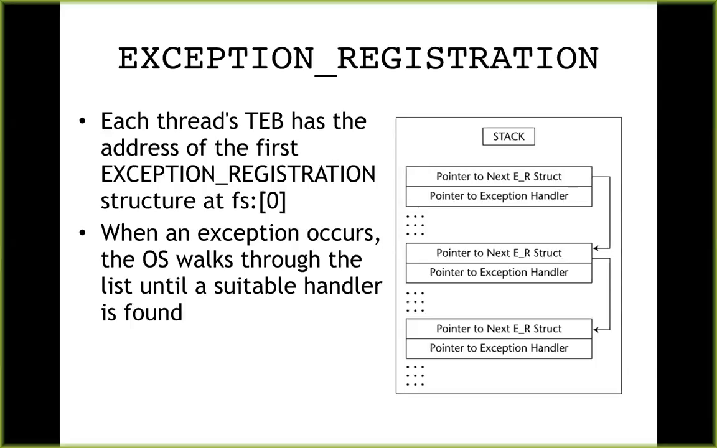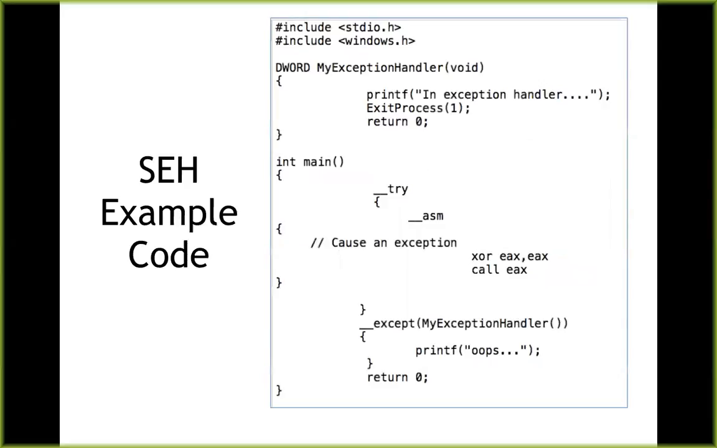And of course, if they all fail, it will default to the operating system. So here's an example code to do this. This is going to cause an exception by setting EAX to 0 and then trying to jump to that as an executable address, which is not legal. So that'll create an exception handler.